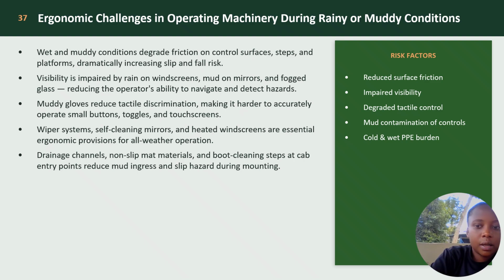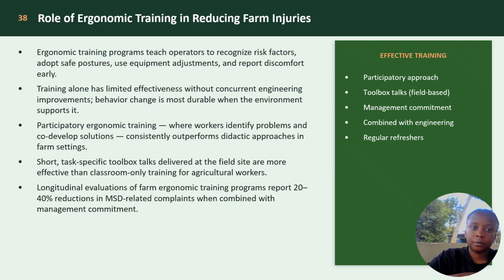Topic 37 is about ergonomic challenges in operating machines in rainy or muddy conditions. Wet and muddy conditions degrade friction on control surfaces and steps, performance drops dramatically, increasing slip and fall risk. Risk factors: reduced surface friction, impaired visibility, degraded tactile control, muddy contamination of controls, and cold, wet PPE burden.